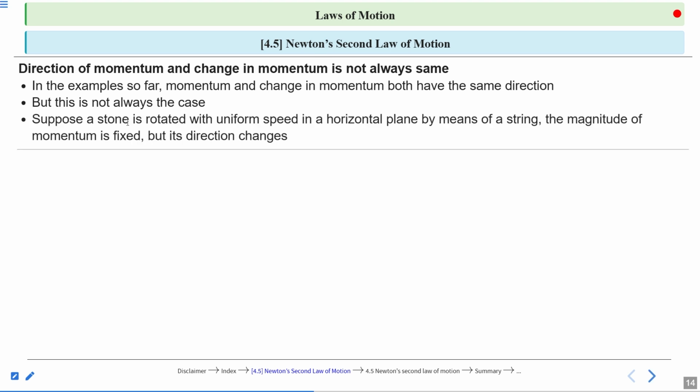Suppose a stone is rotated with uniform speed in a horizontal plane by means of a string. The magnitude of momentum is fixed, but its direction changes because the stone is rotated. Due to this rotation, the direction of momentum changes.